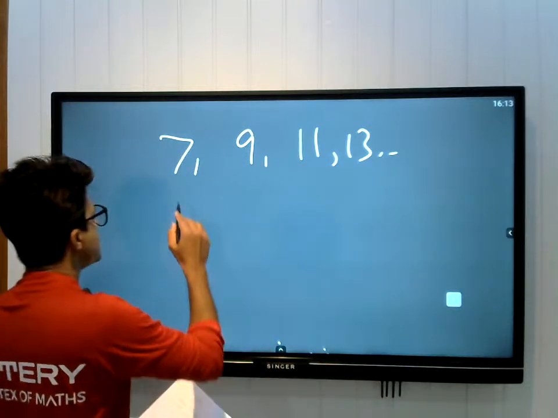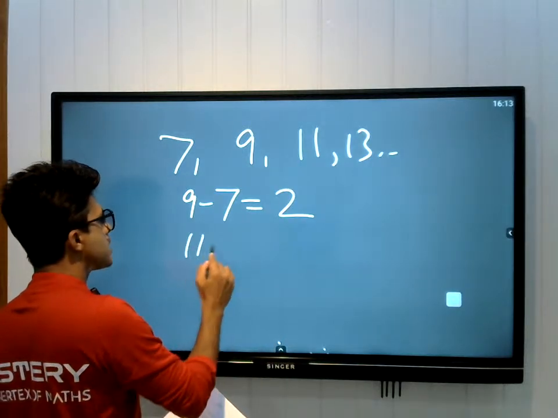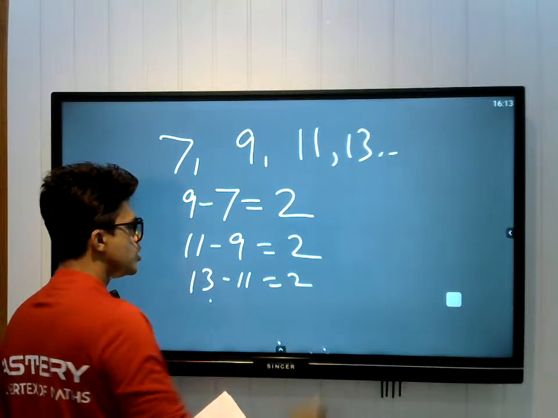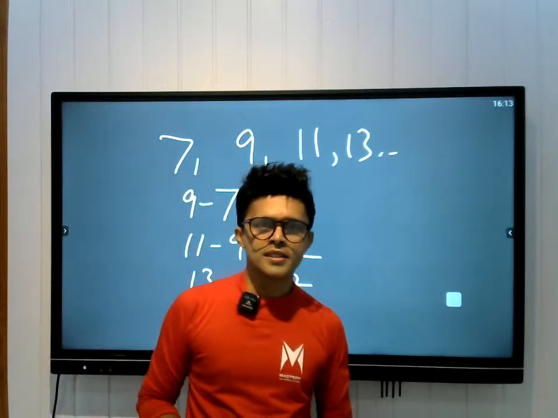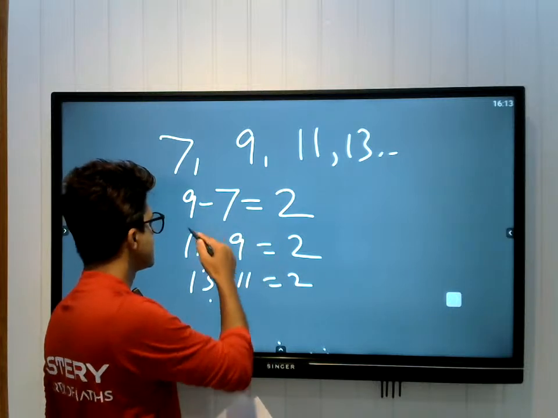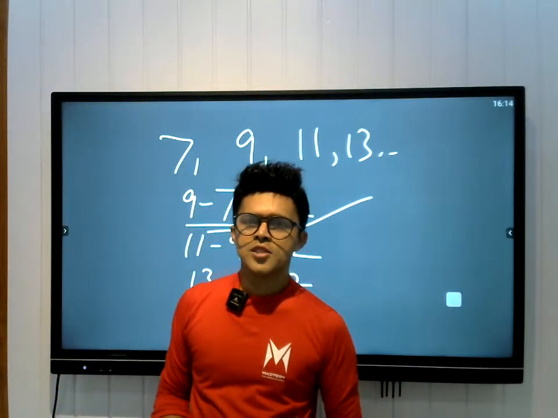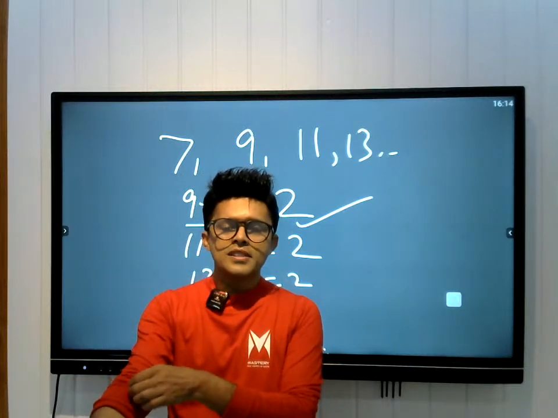What's the common difference? The common difference is 9 minus 7, which is 2, or 11 minus 9, which is 2, 13 minus 11, 2. You do not want to write all these. Okay, I could see your answer. This is okay. 9 minus 7, common difference is 2, yes. Okay, what's the second question?